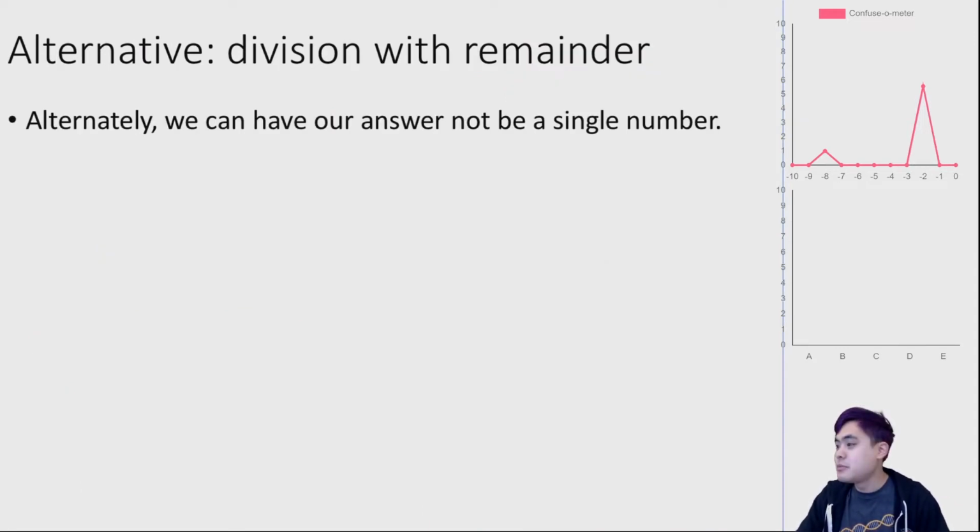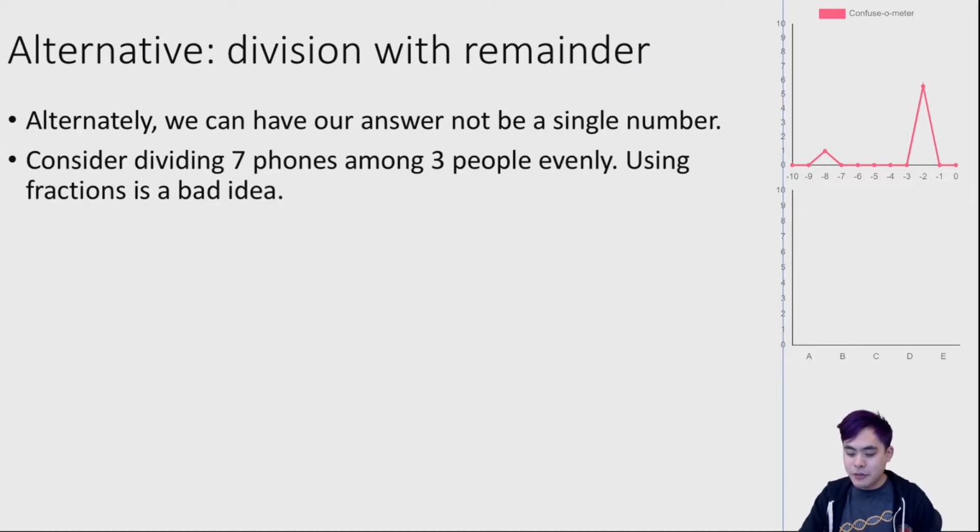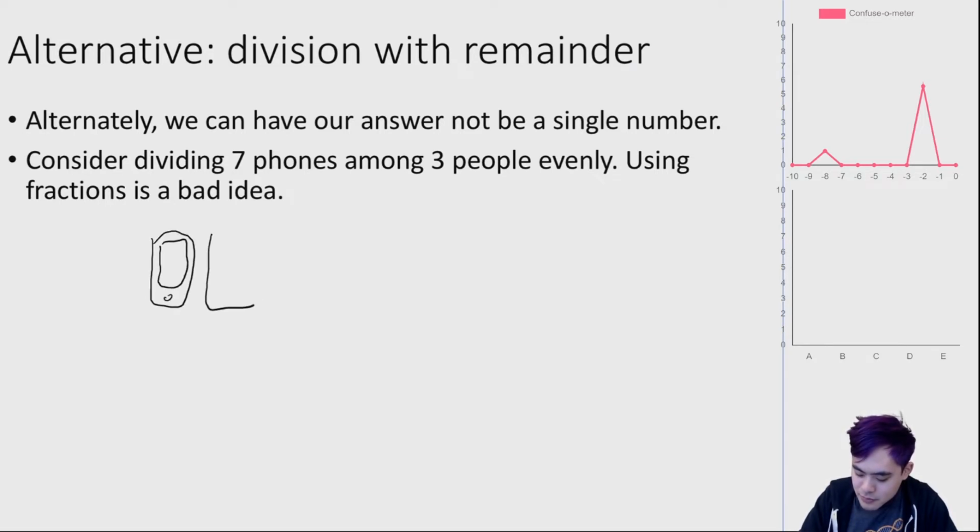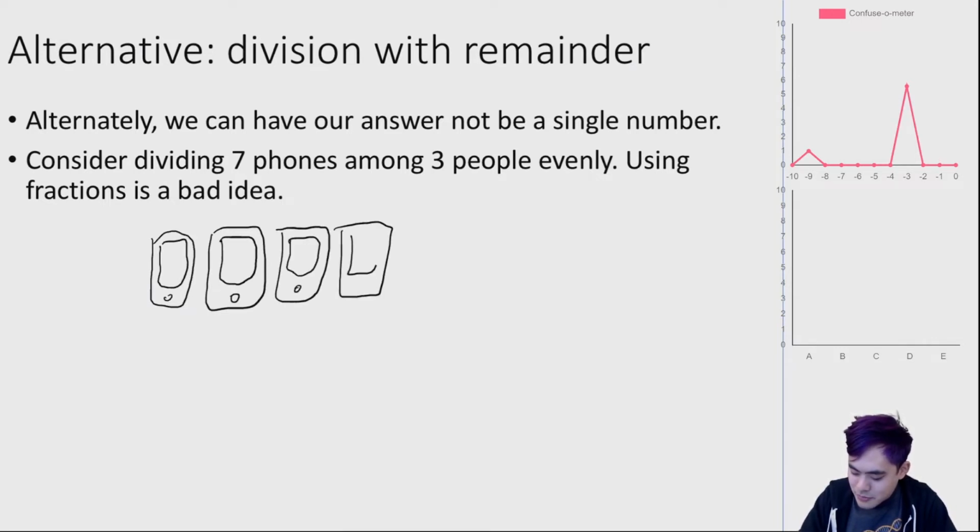So for example, suppose that I am going to try to divide up 7 phones among 3 people evenly. Using fractions is probably a bad idea. So let's say I have several phones here. You're going to see my terrible drawing skills right now. I wanted to do something that was an actual real-world object. So you could see how this is a bad idea.